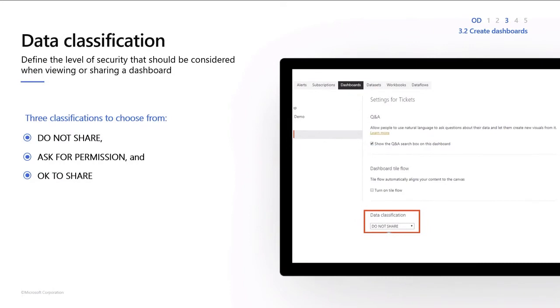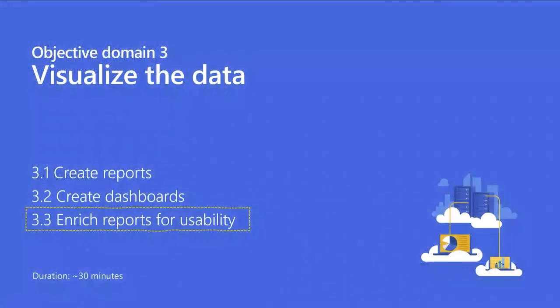Another key bit which Dashboard actually helps a lot with is data classification. Within dashboards, you could use classifications like do not share, ask for permission, and okay to share. By virtue of doing that, you really can exchange or stop the exchange of information among the business users, depending on what kind of data classification you want to apply. With that, now let's go to the last subtopic on this, which is enriching the reports for usability.